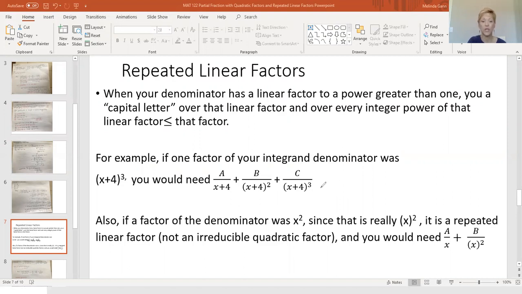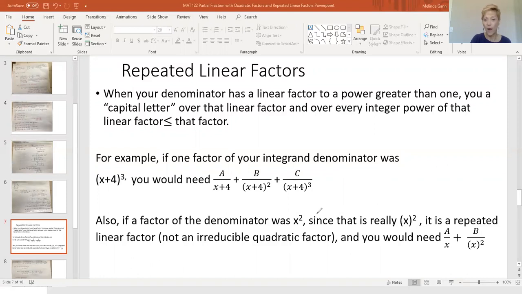I do want to make sure I'm clear about one other thing. This used to get me kind of confused when I was a student. In my mind, that was a quadratic factor. So I thought it was like the irreducible quadratic we had a minute ago, but it's not. X squared means x times x, which is a linear factor times another linear factor.